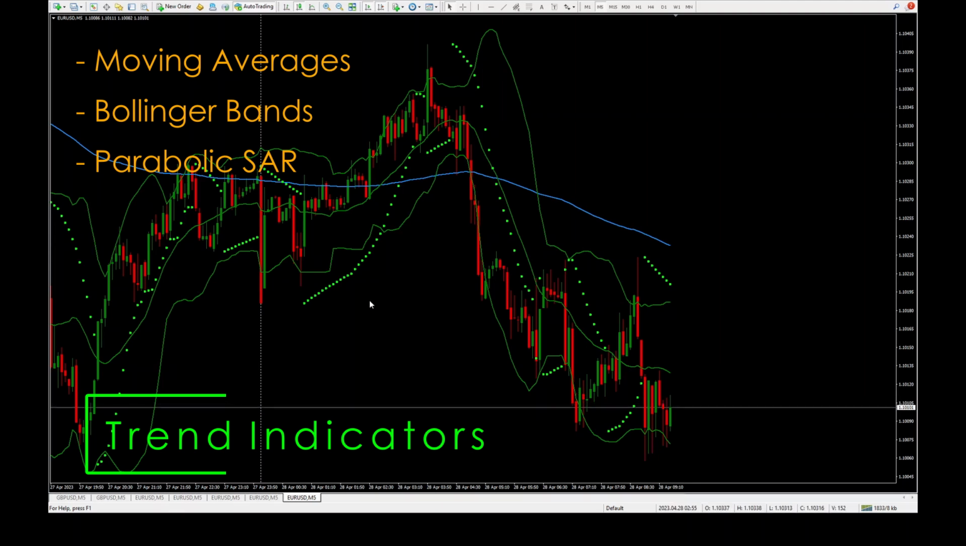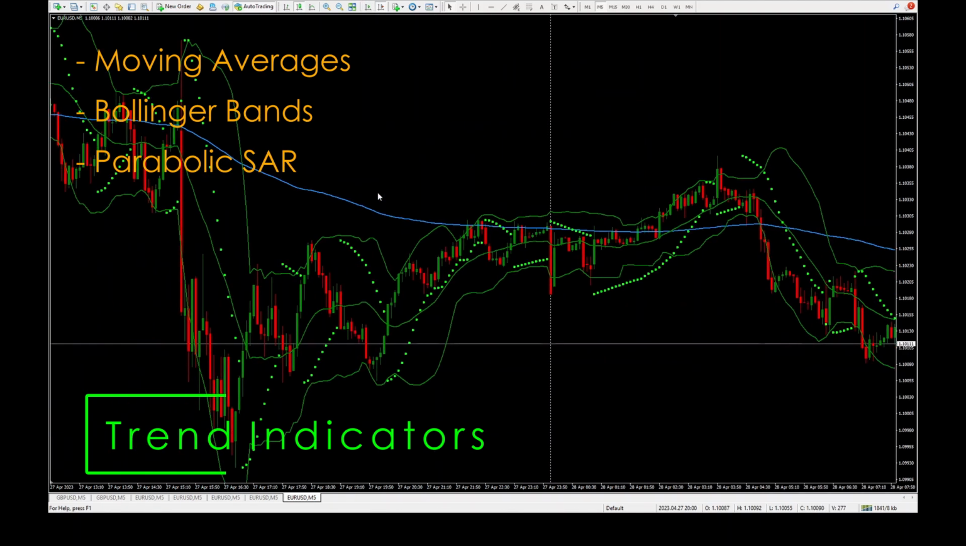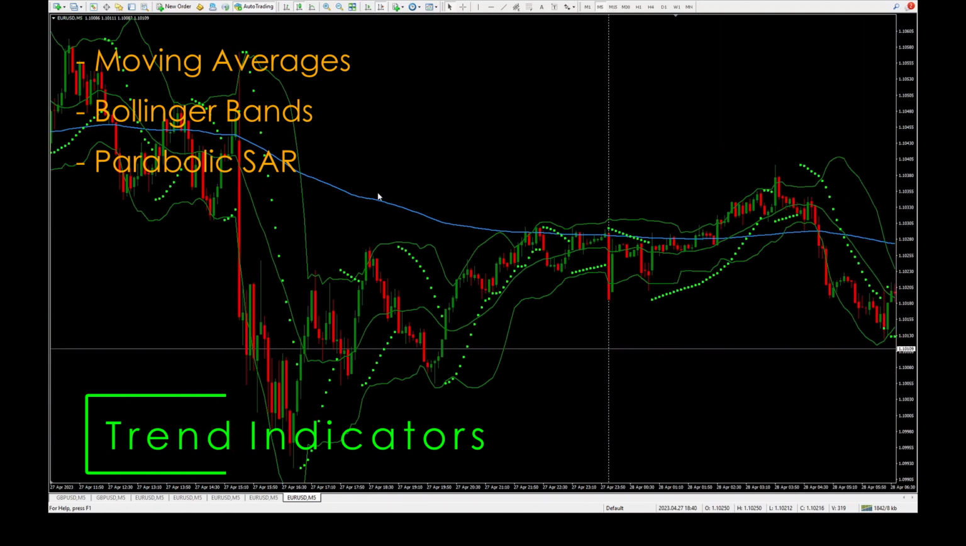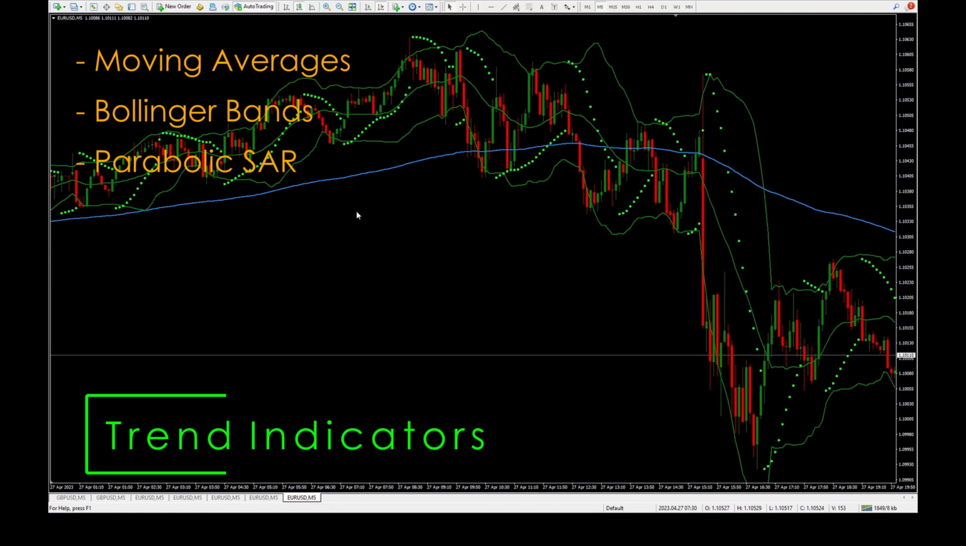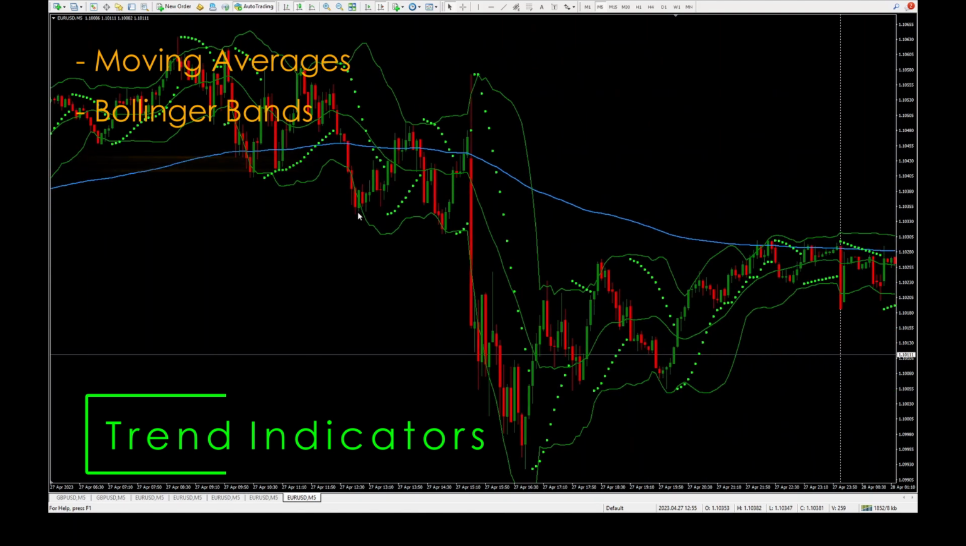In summary, trend indicators are an important tool for any trader who wants to understand the market and make informed trading decisions. By using these indicators, traders can gain a better understanding of the current trend and increase their chances of success in the market.